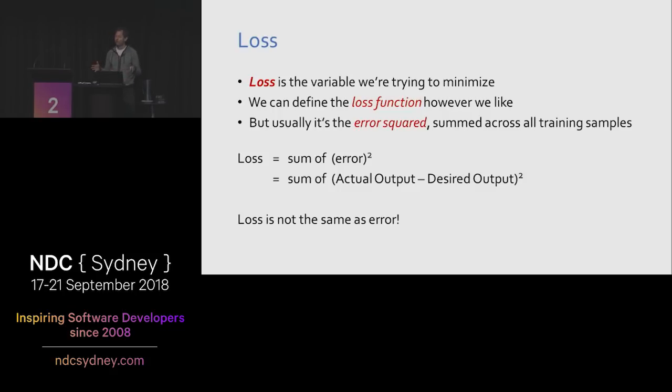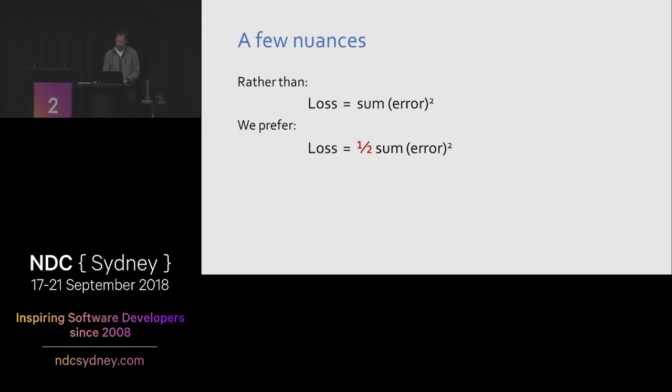And we can define the loss function however we like, but usually for categorization issues, which is what we're doing now, it's the error squared, summed across all training samples. Loss is the sum of the error squared, where the error is the actual minus the desired output. Now, a couple of nuances. We could write this instead as half the sum of the error squared. If you try and minimize the sum of the error squared, you're going to get the same result as if you try and minimize half of the sum of the error squared. The reason we favor the second one is that it creates a nice mathematical symmetry that we'll see soon.